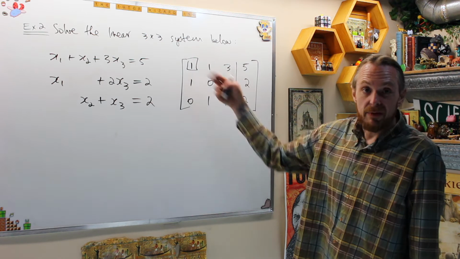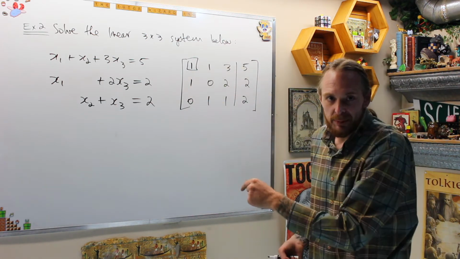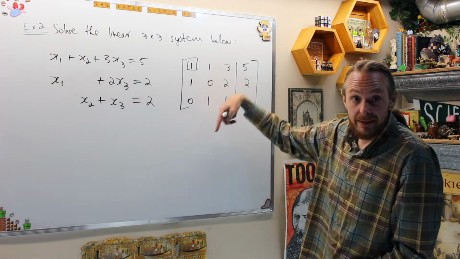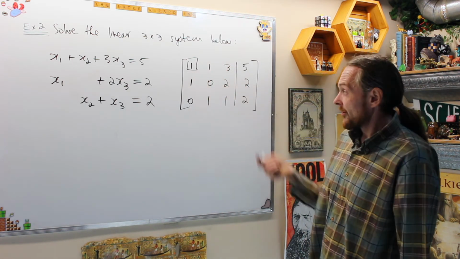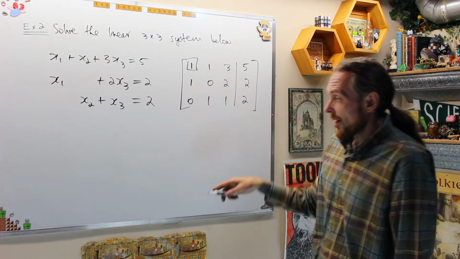I have a leading 1. If you don't, that's your first move. Get a leading 1. If you do have a leading 1, move to step 2, which is eliminate below that leading 1. We're going to do that right now. How am I going to do that? Replace row 2 with row 2 minus row 1.